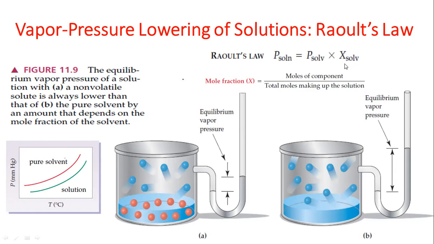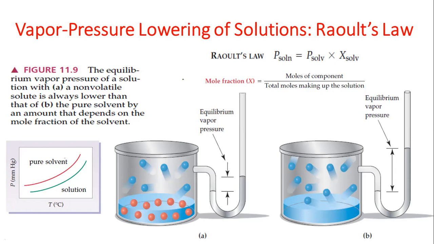So how can you calculate the mole fraction of the solvent? You put the number of moles of the solvent divided by the total moles of the sodium chloride plus the water. So the more moles of the water, the more will be the mole fraction of the water or the solvent. So the more mole fraction of the solvent, there will be more vapor pressure. And this is explained over here. Mole fraction of the solvent is proportional to the vapor pressure.